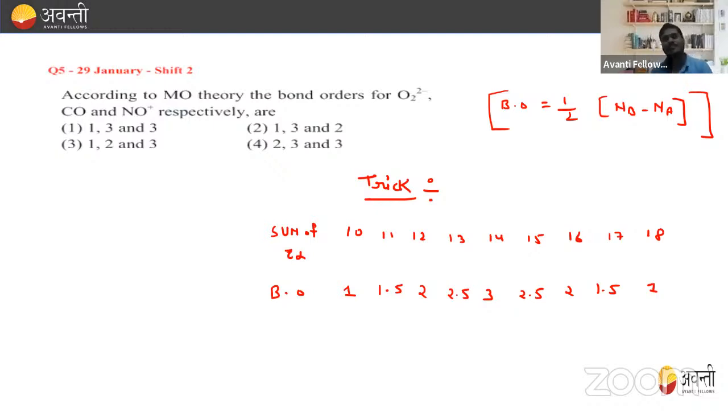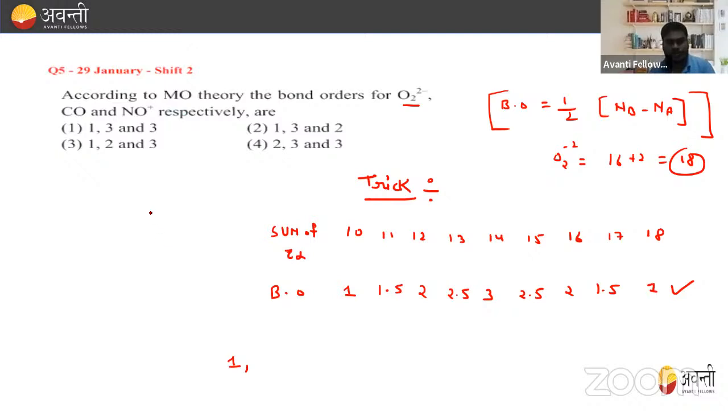You can calculate the bond order of any molecule very easily. Let's see how it works. For example, if I'm talking about O2 negative, how many electrons does O2 negative have? We all know that O2 has 16 electrons, and minus 2 means plus 2, that is 18 electrons. For 18, what is the bond order? That is 1. So O2 negative has bond order 1.